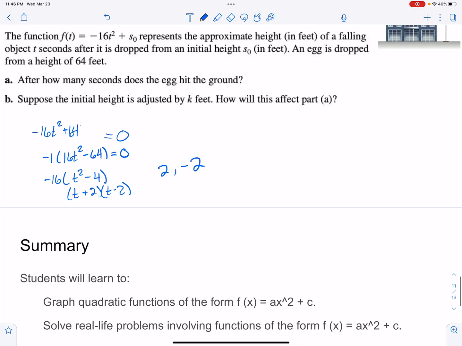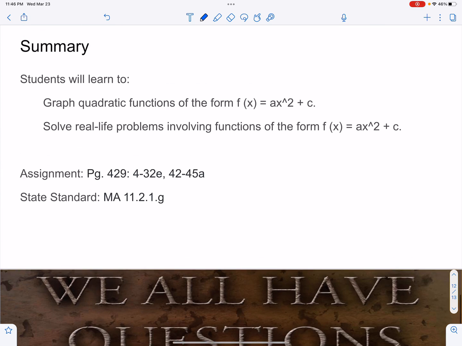Okay, again, make sure you guys are asking questions, working out examples, rewatching parts of the video. But here's what we were supposed to have accomplished and be able to understand for the day.